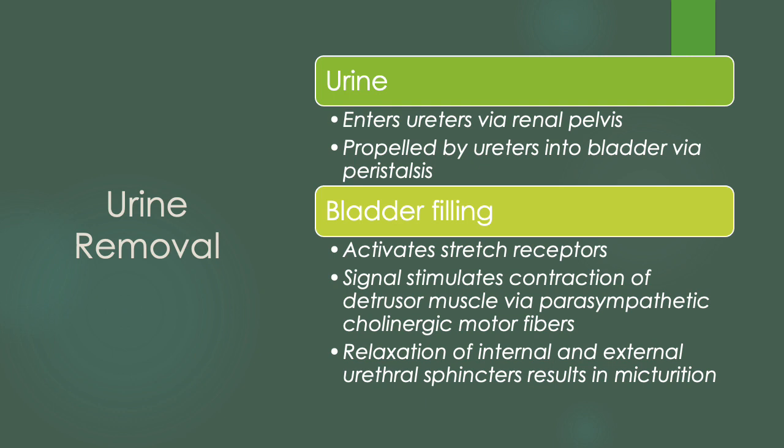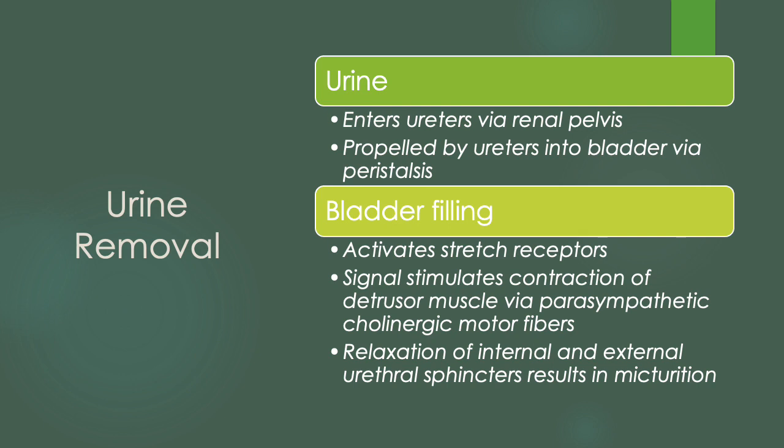So the process of urine removal is that urine enters the ureters through the renal pelvis, and then it is propelled by those ureters into the bladder by peristalsis. And yes, you can have peristalsis in other organs besides the bowels. So yes, your ureters are propelling urine down into the bladder by peristalsis. And again, peristalsis is that slow progressive movement and processing of urine, in this case, into the bladder.